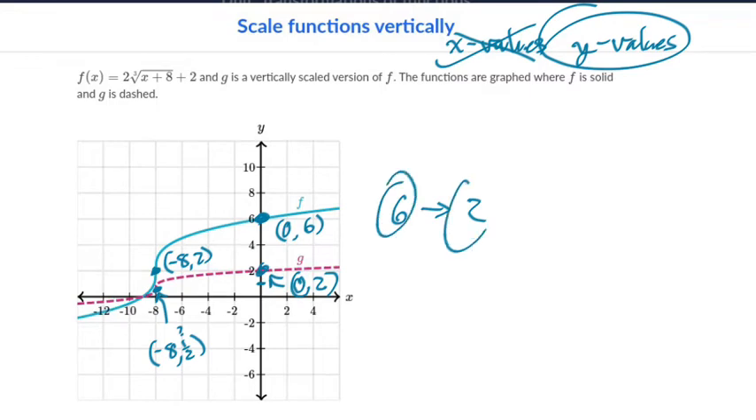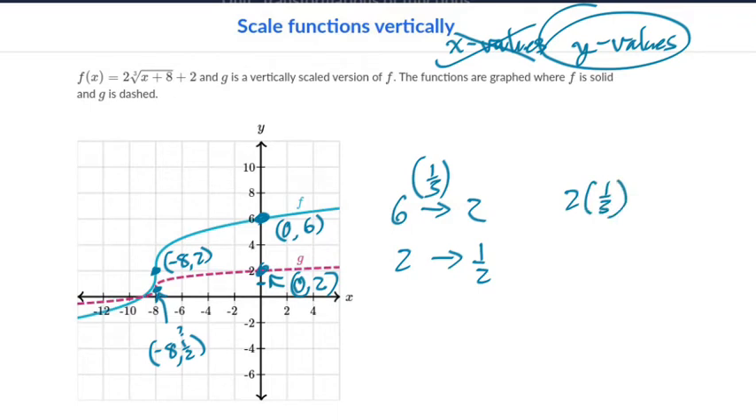If we went from 6 to 2, what would you have to multiply the 6 by to get 2? 1/3. A scale factor of 1/3. And so if I go from 2 to 1/2, I can't multiply this by 1/3. Well, what would happen if I multiplied 2 by 1/3? What would I get? 2/3. Okay, could this 1/2 right here be 2/3 and not 1/2? Yeah, it probably could.